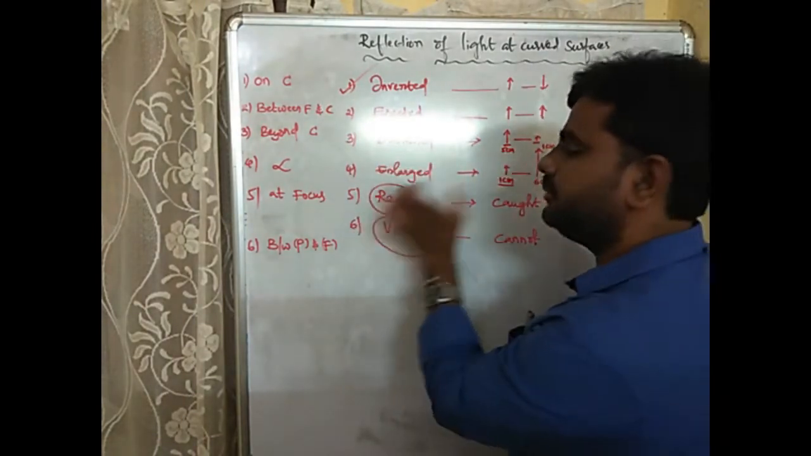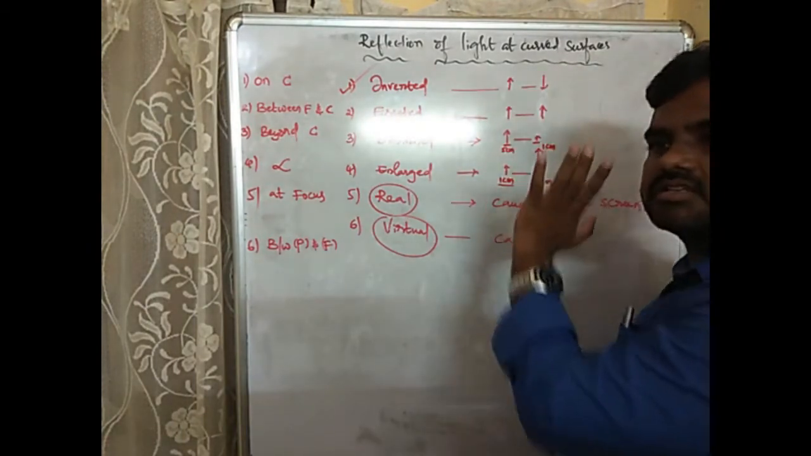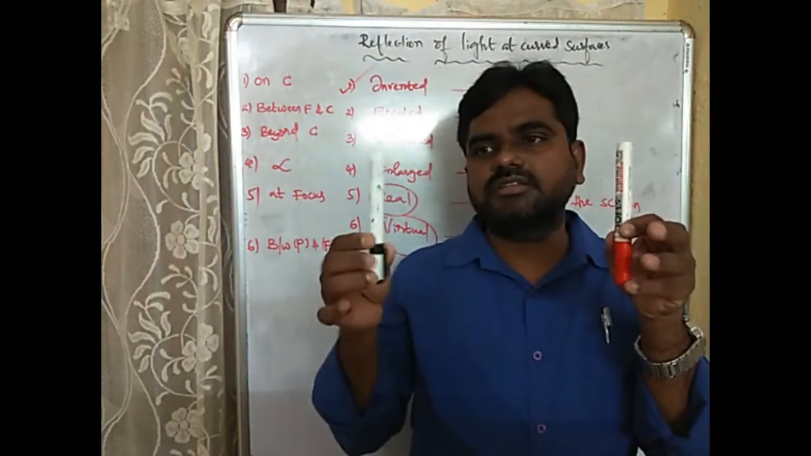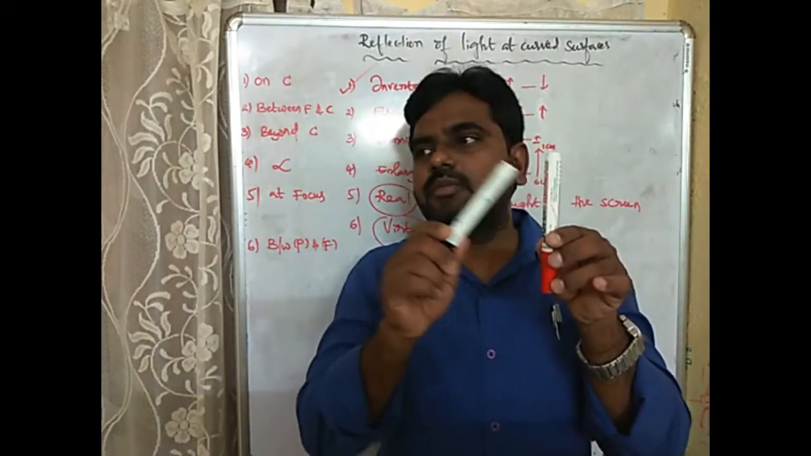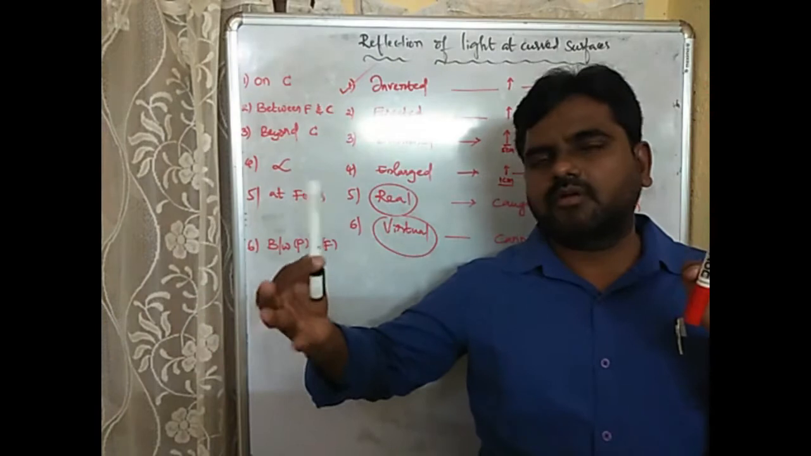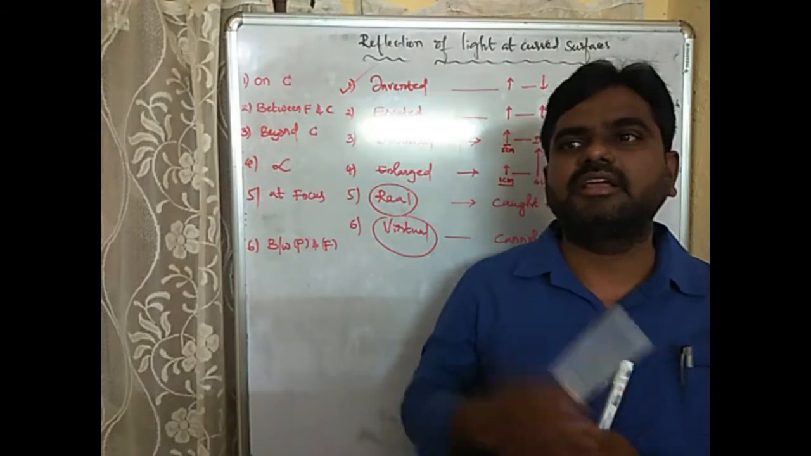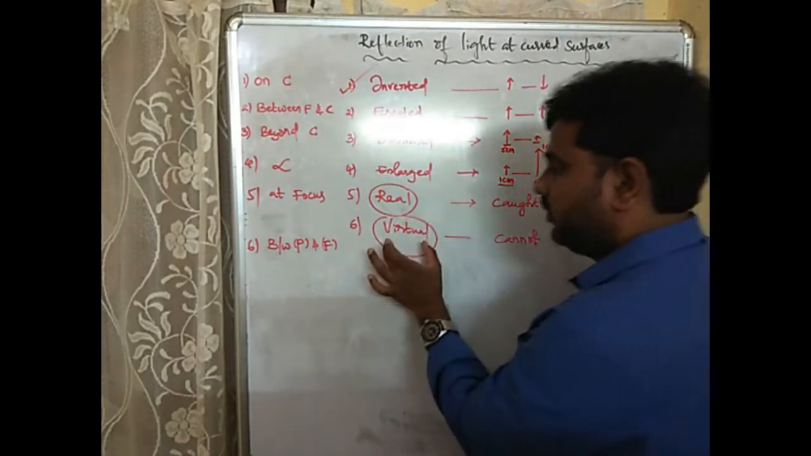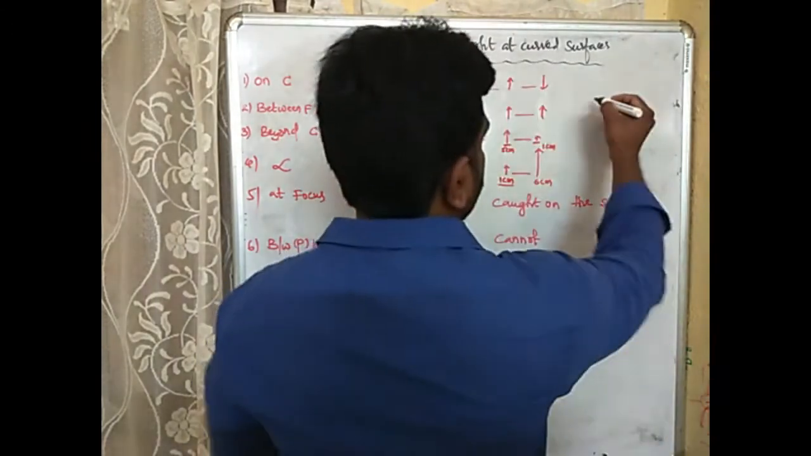Coming to the real image, it is the image which can be caught on a screen. Assume again the same example, this is a concave mirror and this is the object. Due to the focus of this object on the concave mirror, the image may fall somewhere else. If I place a screen, like a white paper, and the image falls on it, then the image is called a real image. Now what is a virtual image? Virtual images always form like this.